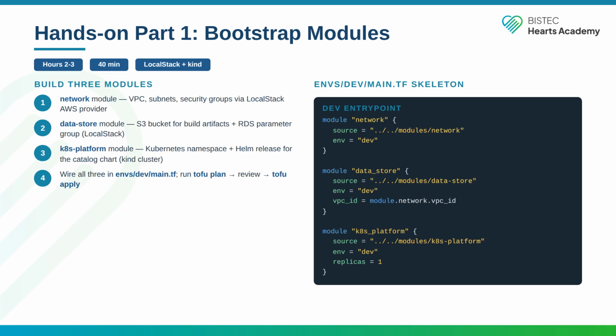The K8s platform module: a Kubernetes namespace and a Helm release for the catalog chart from month 3. Use the Helm provider, not local-exec running Helm commands. Provider-managed resources are tracked in state. Local-exec outputs are not. Wire all three in envs/dev/main.tf. Run tofu init, review the plan carefully, then apply. Your first successful apply should show resources created and 0 errors.